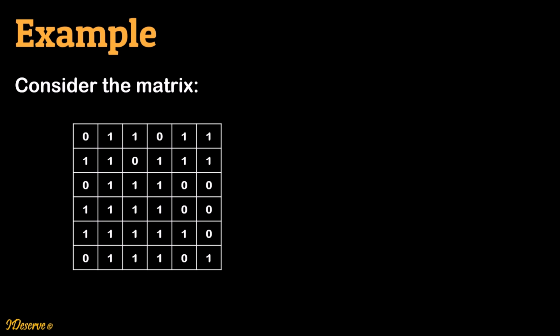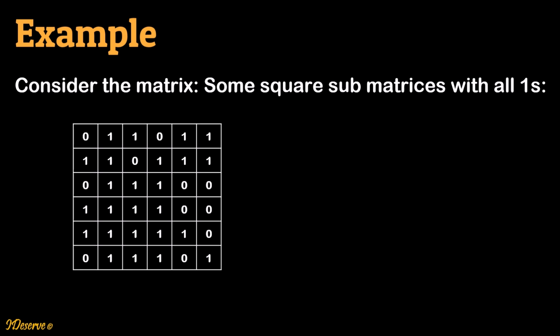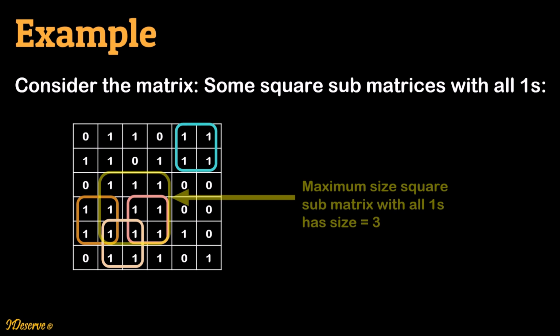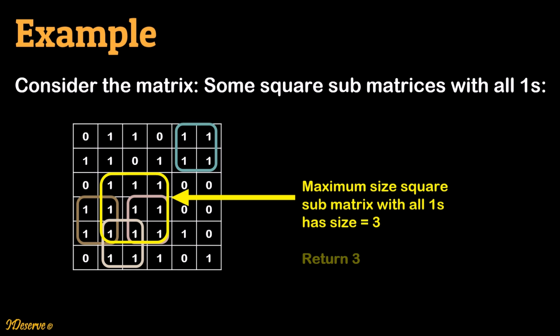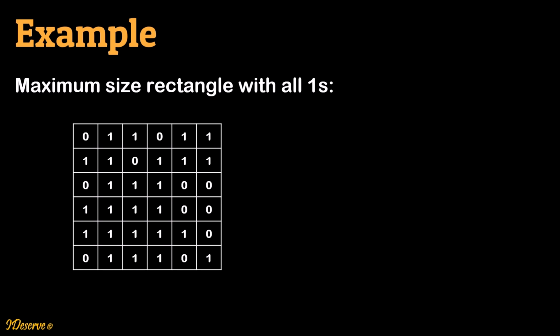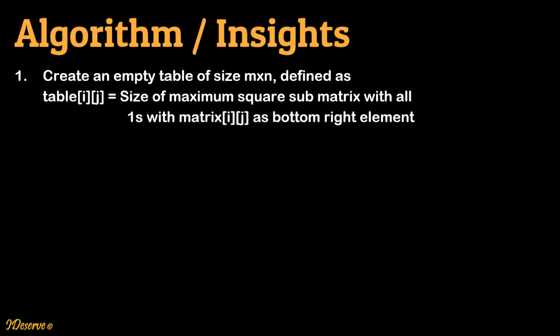Let us take one example to understand this. Consider the following matrix. Some of the square submatrices with all ones are here. Maximum size square submatrix with all ones has size 3, so return 3. Please note here we have highlighted only some of the square submatrices with all ones and not all. Please note that we are searching for maximum size square submatrix with all ones and not maximum size subrectangular matrix with all ones. Now let's have a look at the algorithm for solving this problem.